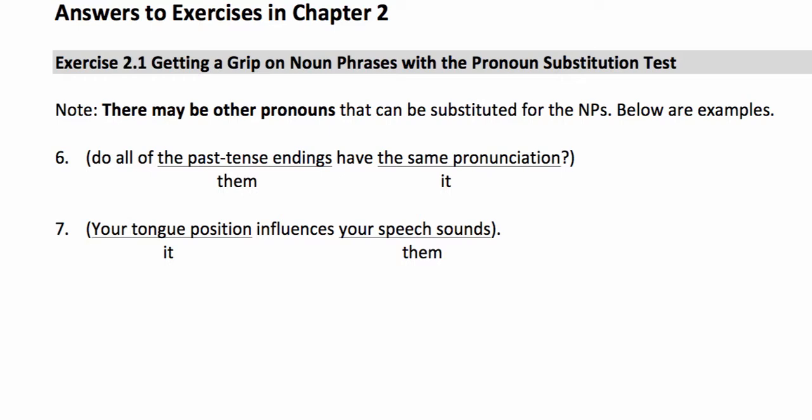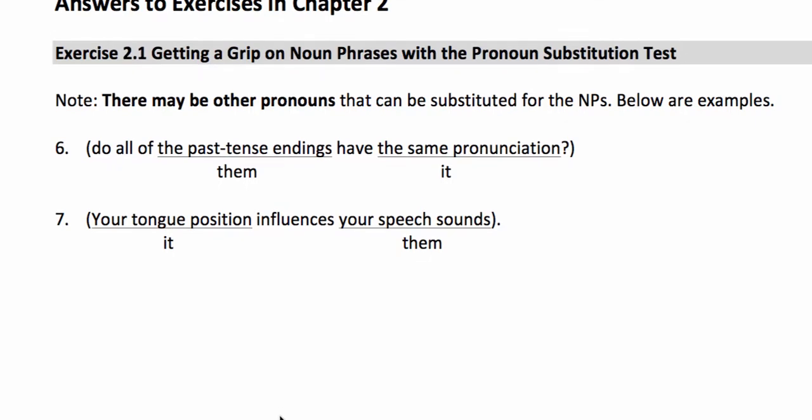You can see here that a noun phrase may include multiple adjectives. Here we have the adjective the and the adjective same. In number 7, your tongue position influences your speech sounds, so it influences them. Again, you may substitute any pronoun you wish. You could certainly choose something other than it or them if you like. You could say this influences that, but what's important is that a pronoun substitution is possible.